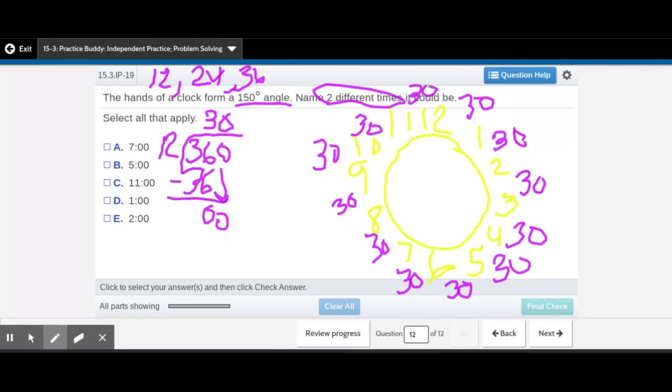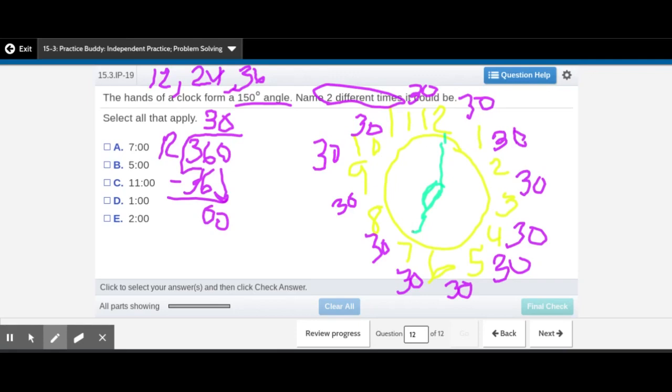All right, so now let's look at the times. So for 7 o'clock, I would have a short hand at the 7, and then a long hand at the 12. And then this would be an angle right here. This looks kind of like a straight line, but it's not. It looks like a wonky straight line. If it was a straight line, it would be from 6 to 12.